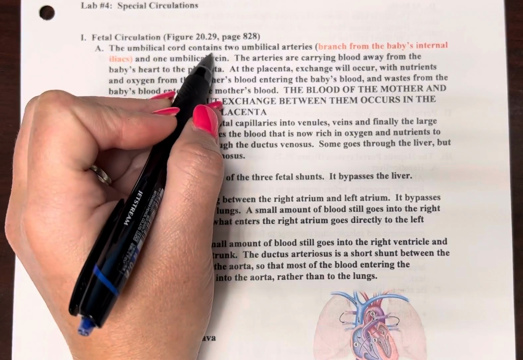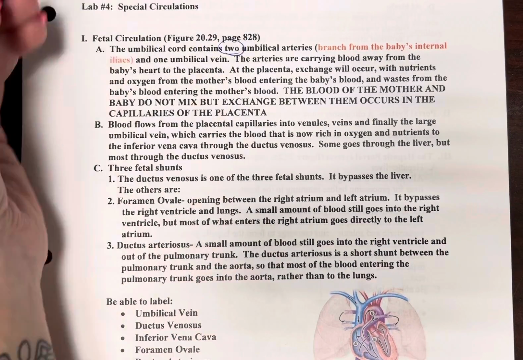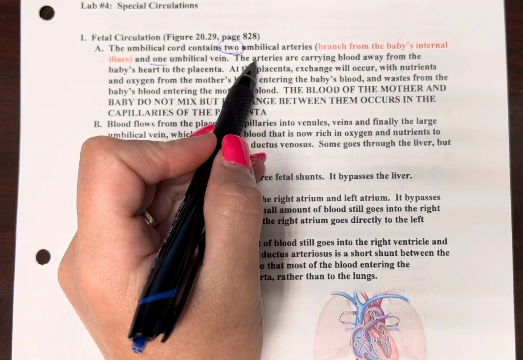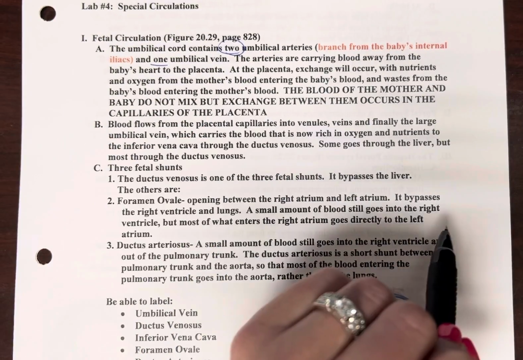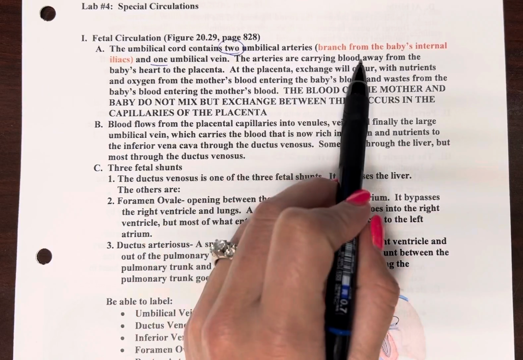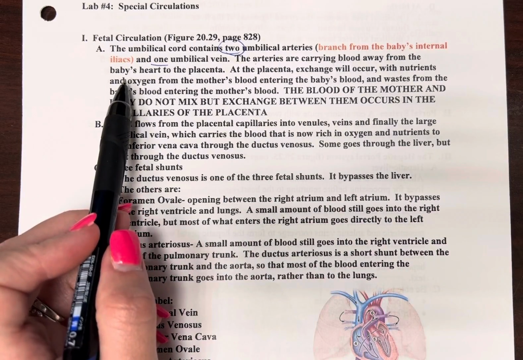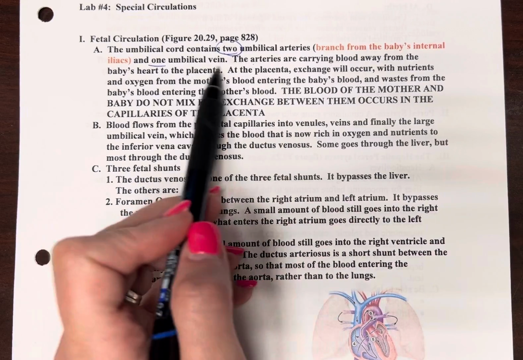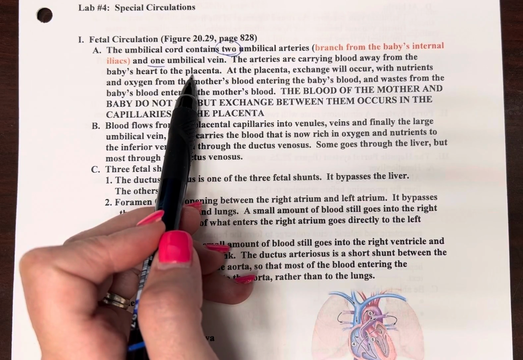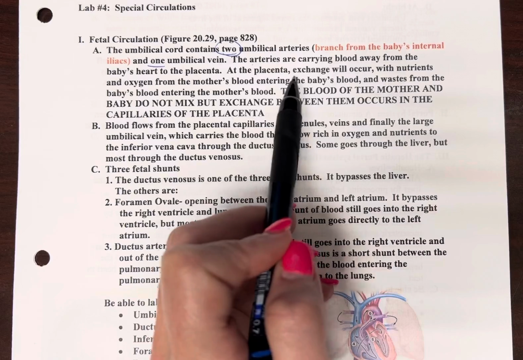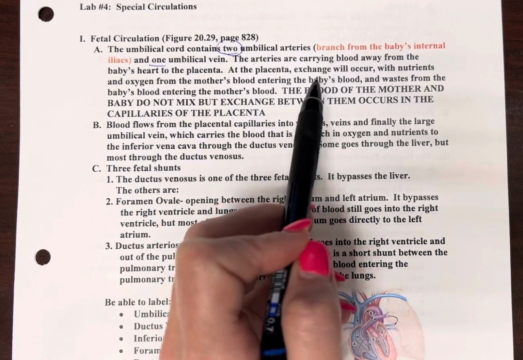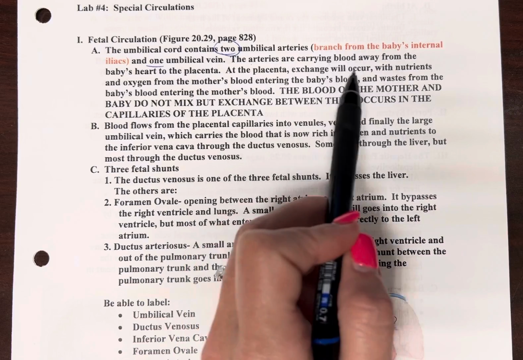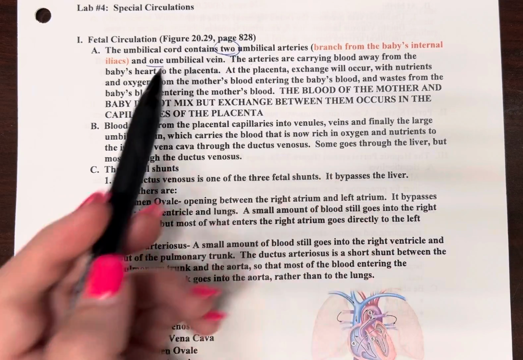So the umbilical cord has 2 arteries, 1 vein. Arteries are still undergoing their original function, carrying blood away from the baby's heart to the placenta. So the placenta is kind of functioning in place of the lungs at this point, because mom is doing the oxygen. So once the blood gets to placenta, gas exchange, baby gets everything.